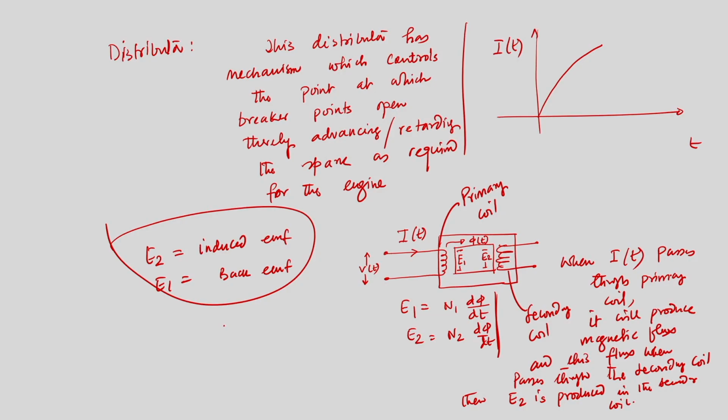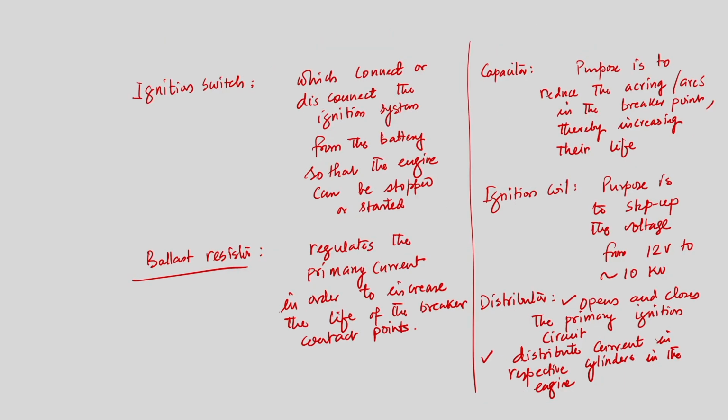Initially we have understood that of course N2 will be greater than N1, and then we can say that the back EMF that will be developed will try to oppose the primary current. Now, initially we have assumed that breaker points are closed. So, now if we go back to the circuit, what will happen?